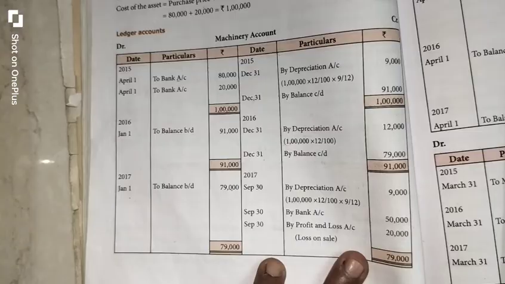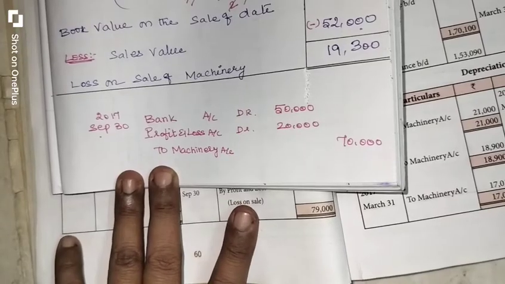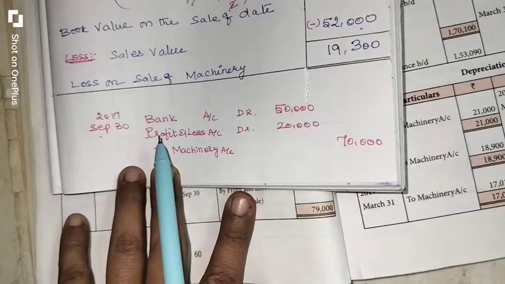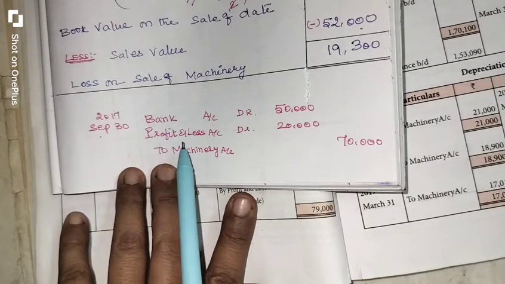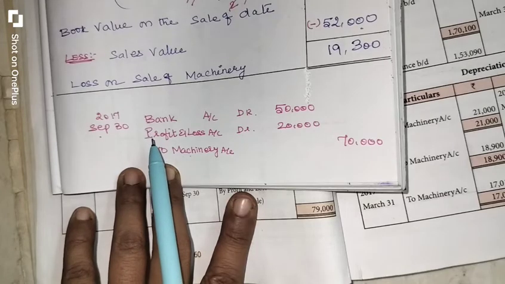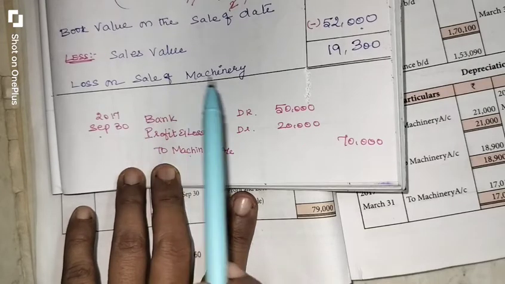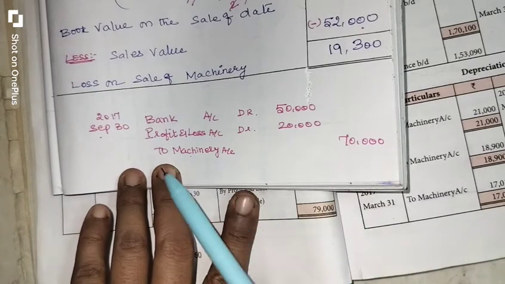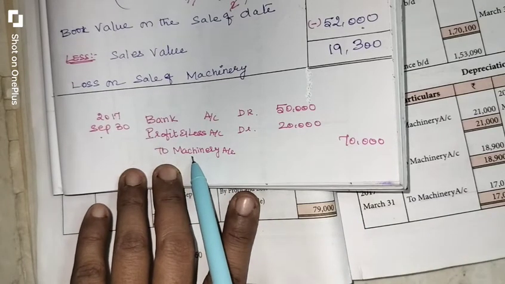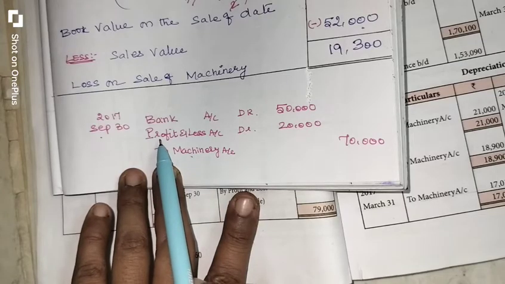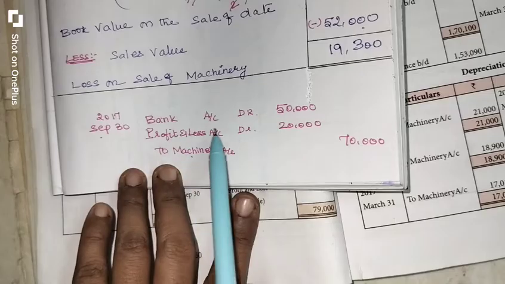And then you sold the machinery, right? So what's the journal entry? When you sold machinery, bank account debtor to machinery account. Whenever you purchase machinery, what's the journal entry? Machinery account debtor to bank account. When you sold machinery, what's the journal entry? Bank account debtor to machinery account. Whenever you get a loss, the journal entry is profit and loss account debtor to machinery account.